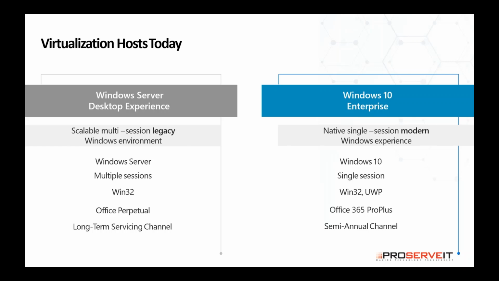But we do face some of the limitations associated with running a server-based OS as opposed to a desktop OS. So we don't get the same look and feel that we would with a traditional Windows client-based environment. But this has historically been a great mechanism for providing a remote desktop experience. We're able to leverage Win32-based applications. When we look at Office, we're typically looking at an Office Perpetual license versus Office Pro Plus that many of us use today for Office 365.